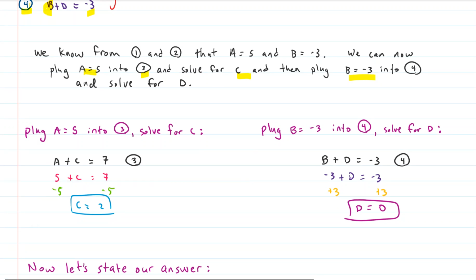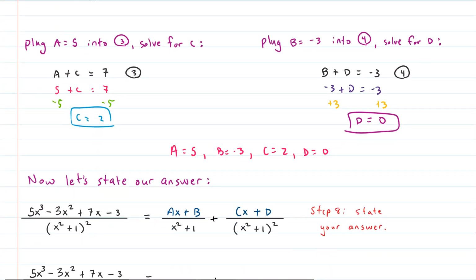So let's state all of our answers, just so we remember. So a equals 5, b equals -3, c equals 2, and d equals 0. We're really close to being done.